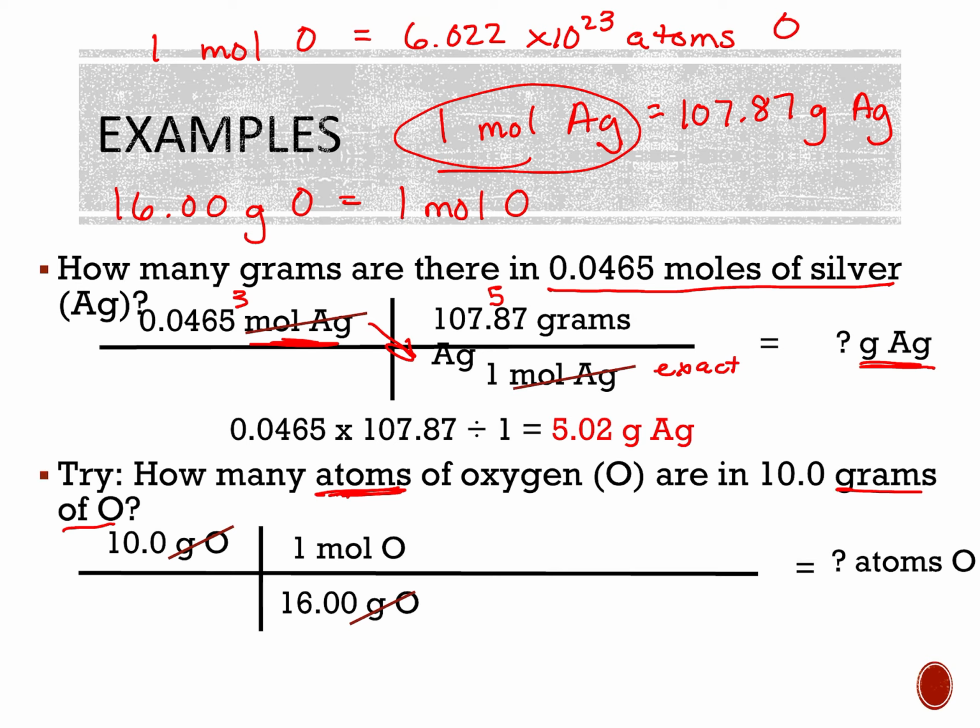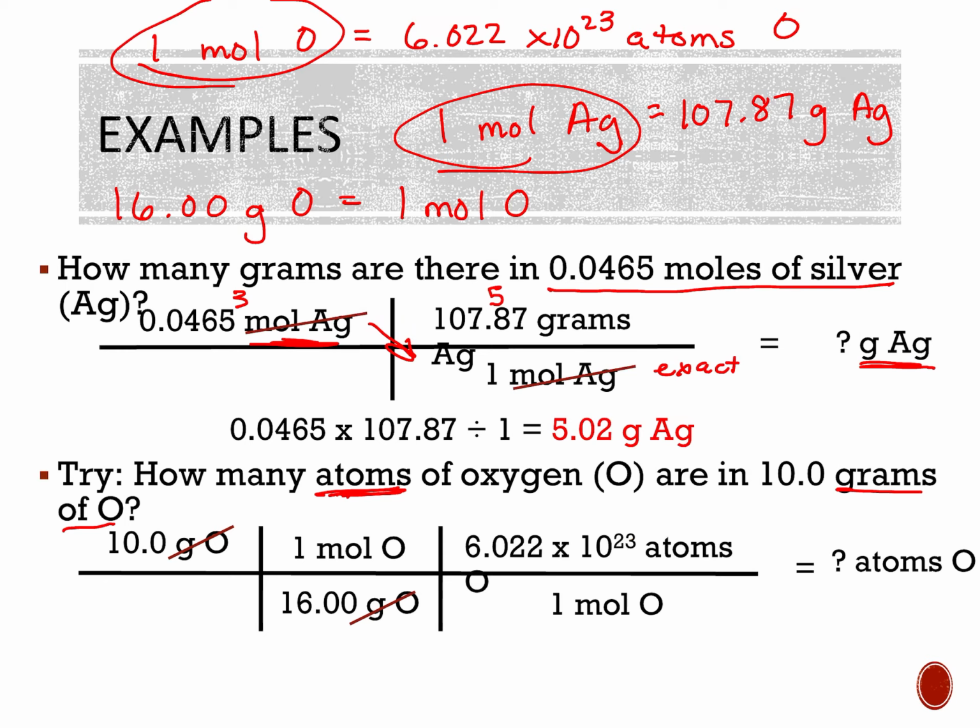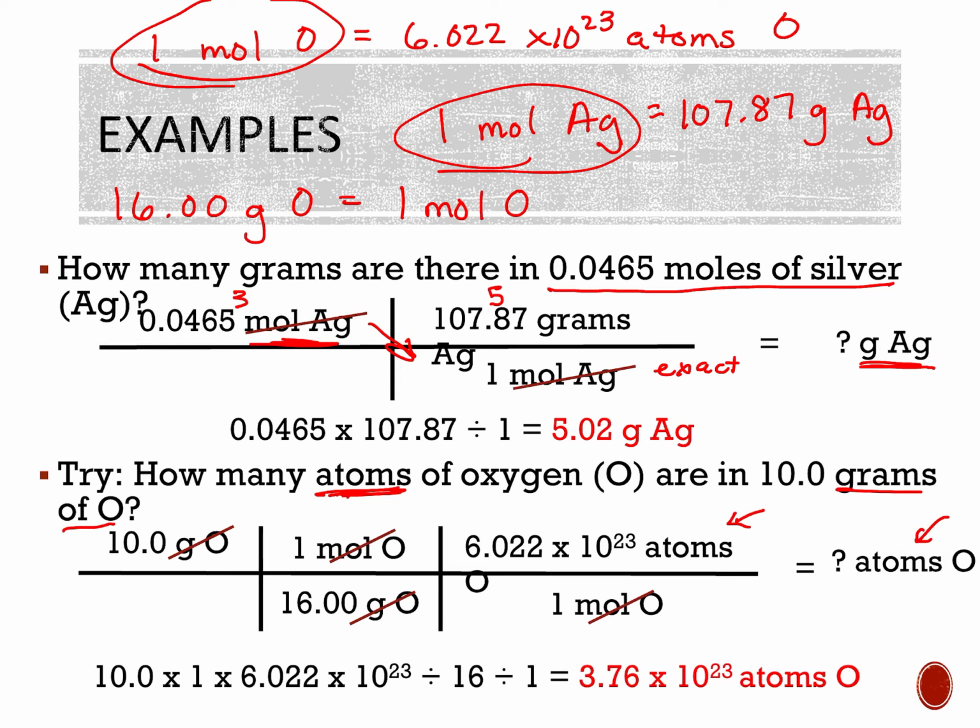Okay, so again, we need to figure out, what goes on the bottom? Well, moles of oxygen has to cancel moles of oxygen, so moles will go on the bottom, and that 6.022 times 10 to the 23rd atoms of oxygen will go on the top. Again, double check, moles of oxygen cancels moles of oxygen. We are left with atoms of oxygen on the top, which is what we were trying to find. So we are done making our train track, and now we can go and plug it in. So we have 10.0 times 1 times 6.022 times 10 to the 23rd divided by 16 divided by 1.